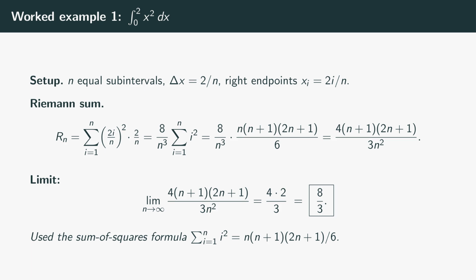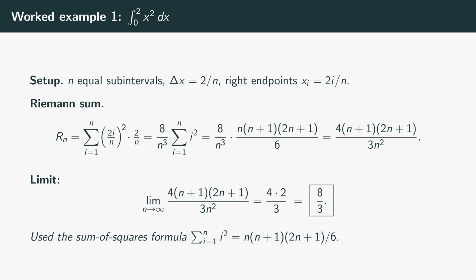The Riemann sum is the sum from i equals 1 to n of quantity 2i over n squared times 2 over n. Pull the constants out of the sum. Quantity 2i over n squared is 4i squared over n squared. Times 2 over n is 8i squared over n cubed. The 8 over n cubed is constant in i, so it factors out, leaving 8 over n cubed times the sum of i squared from i equals 1 to n.